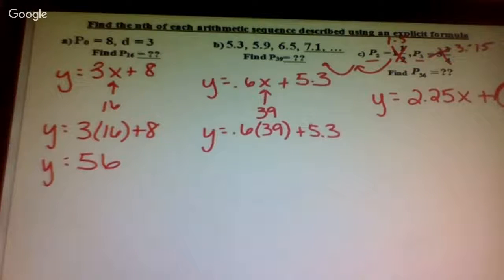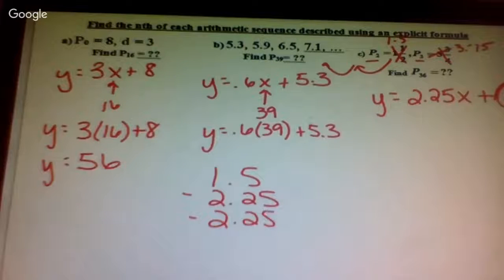Okay, so you can do that. We can do 1.5 minus 2.25 minus 2.25, because this will take me to p sub 1, and this will take me to p sub 0. Okay, so we're going to do this 2 separate ways. What do we get when we do this? You said -3? Okay.